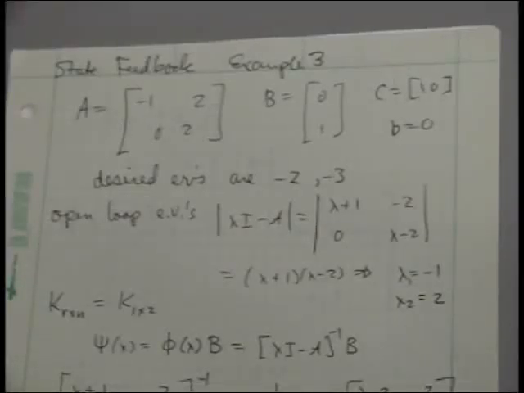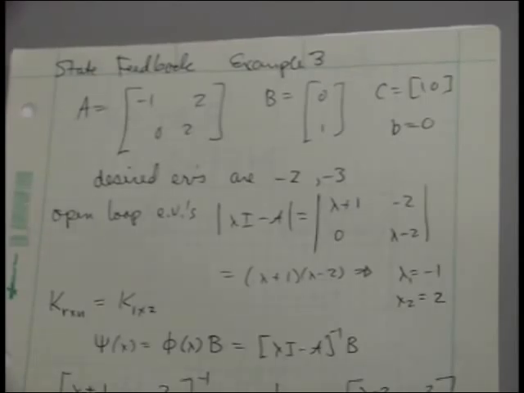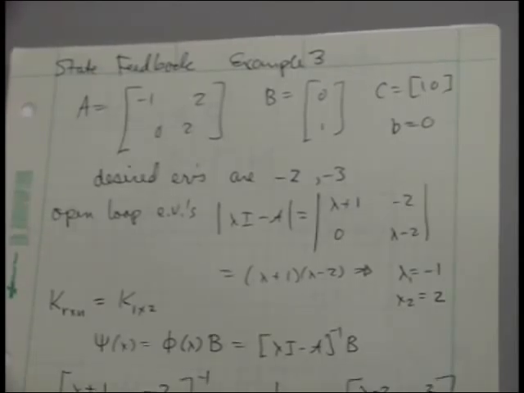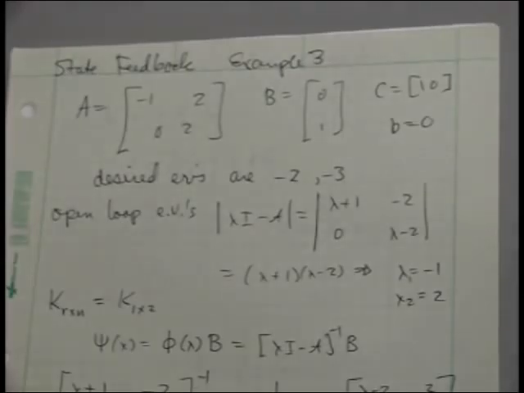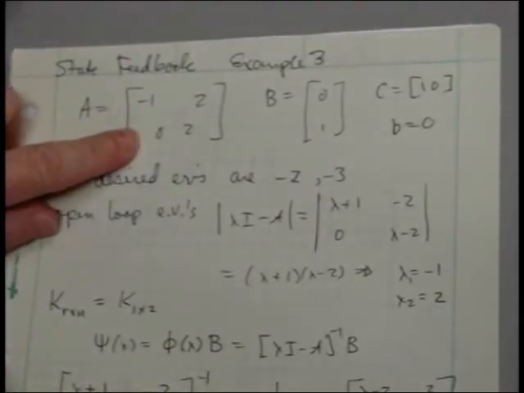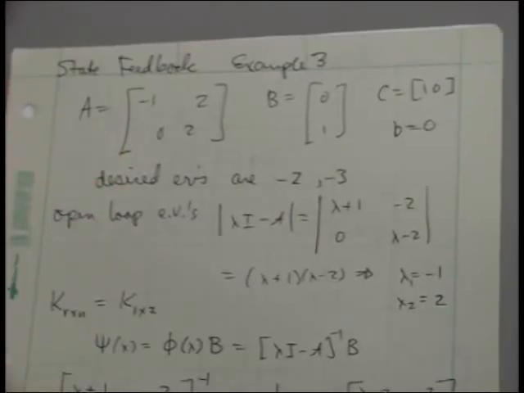Okay, I've had some questions about how we find the E matrix when we're doing state feedback or output feedback. So let's look through some of our examples that are on the web and talk about the E matrix. This is state feedback example 3. We have our A and B and C matrices here. The A is not in Jordan form, but you can still go ahead and do the work.